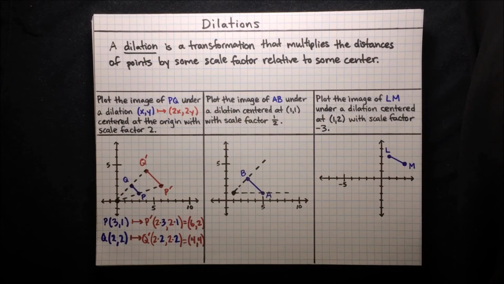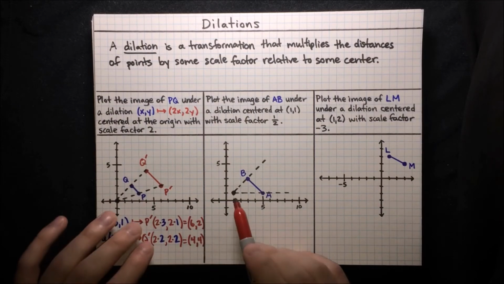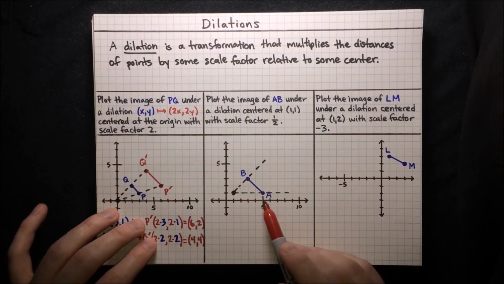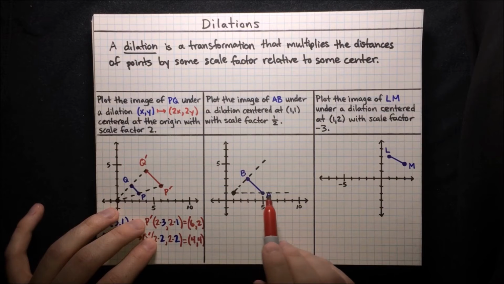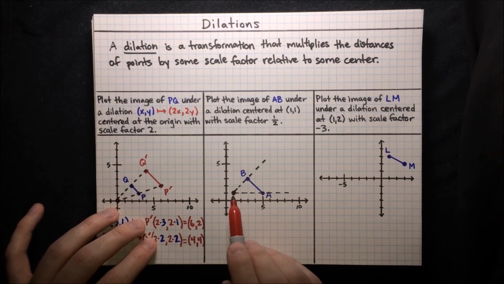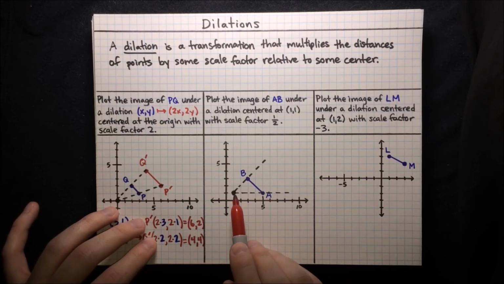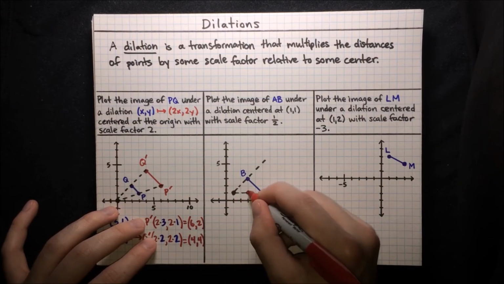The dilation has scale factor 1/2, so that means the distances of the new points from the center (1, 1) need to be half as much as they originally were. For example, the distance to A from the center is currently 4. So the new point A prime should be a distance of 2 from the center along the same line. So let's go ahead and count 1, 2. So A prime is right over here.